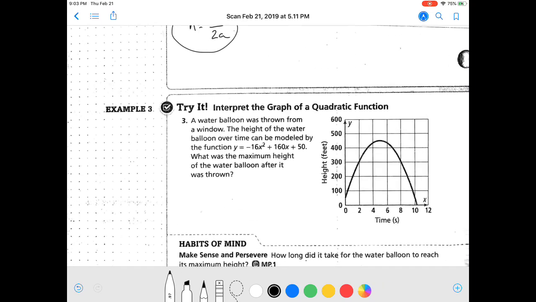Okay, this is another example that you're going to give a try on your own. We need to find the maximum height of the water balloon. This is an upside down parabola, so the maximum height is going to occur at the vertex. Which value of the vertex is going to talk about the height on this graph? It's the y value. You can see because my y-axis is labeled with the height.